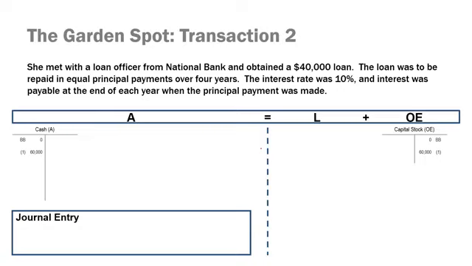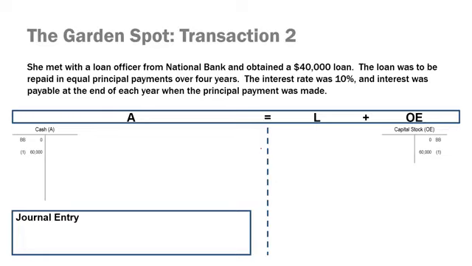The interest rate was 10%, and the interest was to be paid at the end of each year when the principal payment was made. Now, she took this loan out on January 1st, so her first principal payment and interest payment will be on December 31st of her first year. Let's record the journal entry.